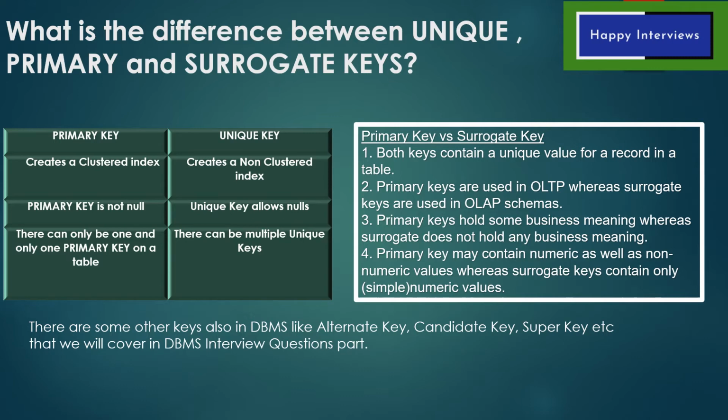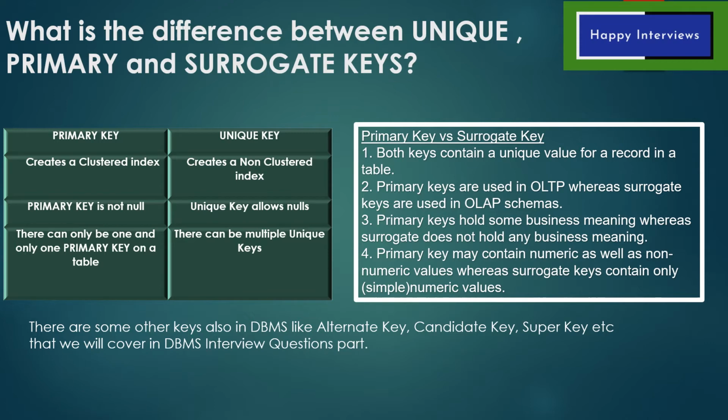Why so? Because every primary key, what's the factor of primary key? That it should be unique. The first thing is it should be unique. But the second condition for primary key is that it should not be null, which is not there for unique key. So every primary key is a unique key, but not every unique key is a primary key. That's the difference. Now comes to primary key versus surrogate key.